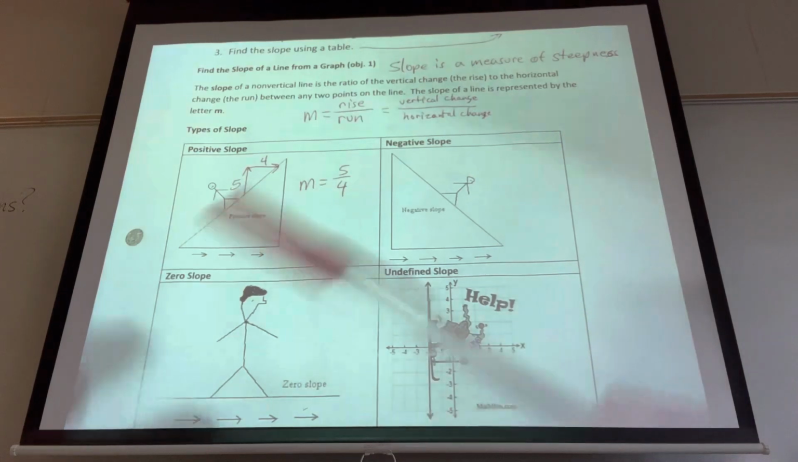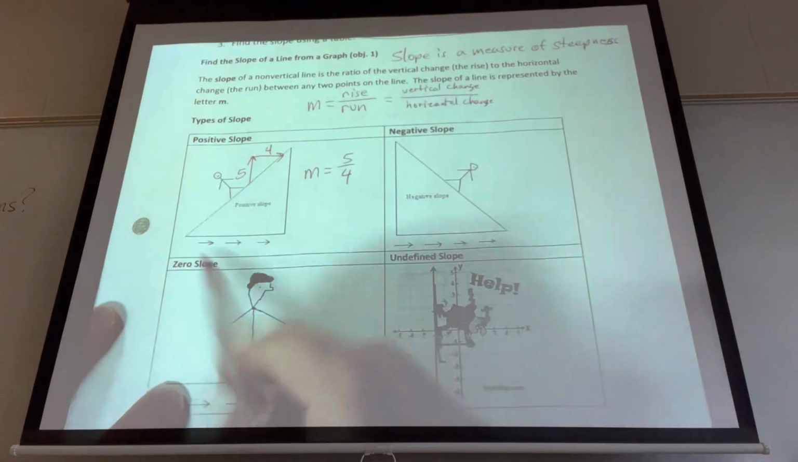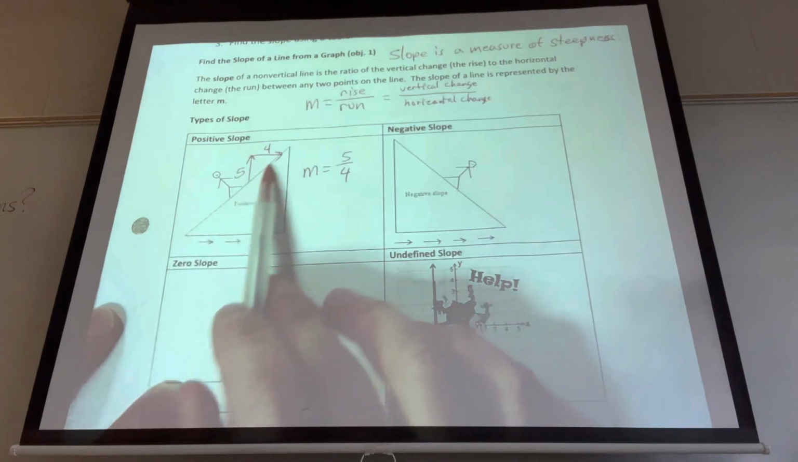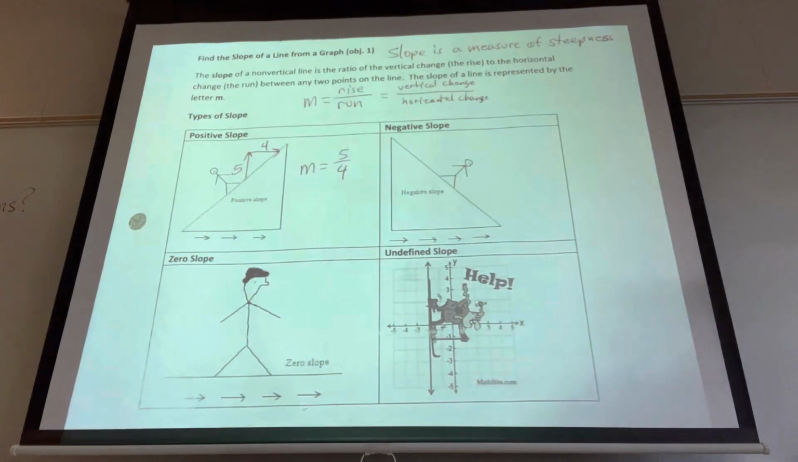And notice for positive slope, it's positive from left to right. From left to right, you're going up. You're going uphill. So that's positive slope, going uphill from left to right.